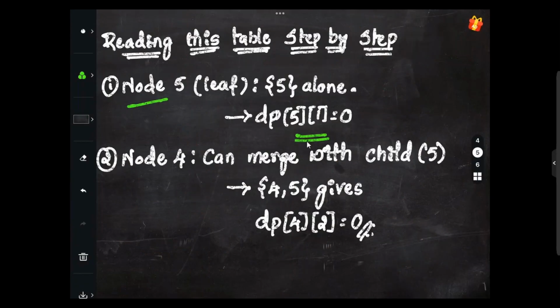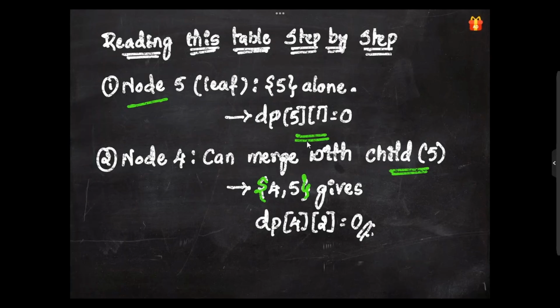Now node 4 can merge with a child 5, right? So we will be considering 4 and 5 again. You can check the DP table that I have written and come back here. I'll not go step by step through the DP table. You can go to the previous part of the video and check that one. So we can just merge with child 5 in this case.